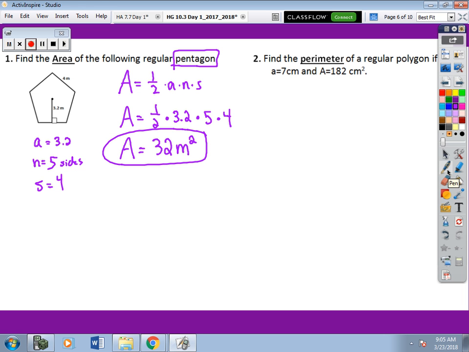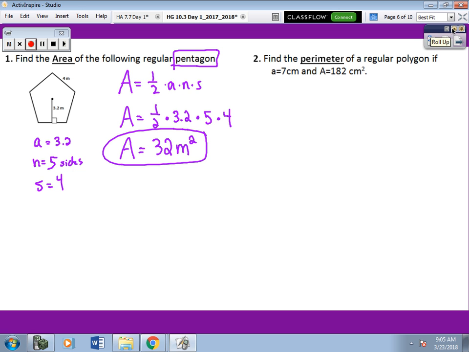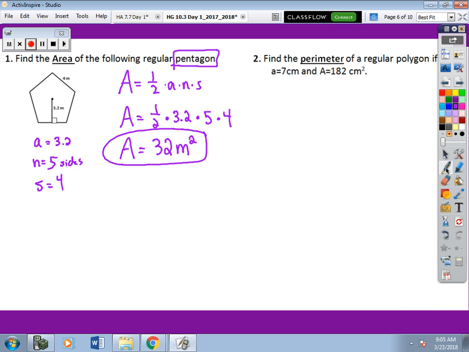Question 2. Find the perimeter of a regular polygon if a equals 7 centimeters and area equals 182. So this one wants me to find perimeter, so I'm going to use 1/2 aP, because I want to find out what P is. Substitute in what you know. Area is 182.